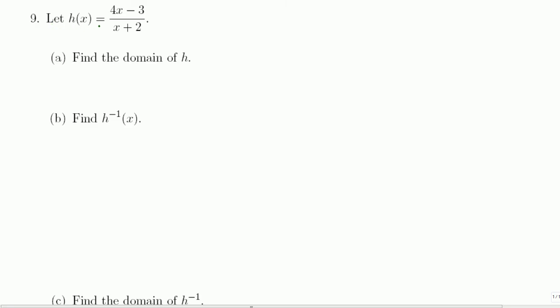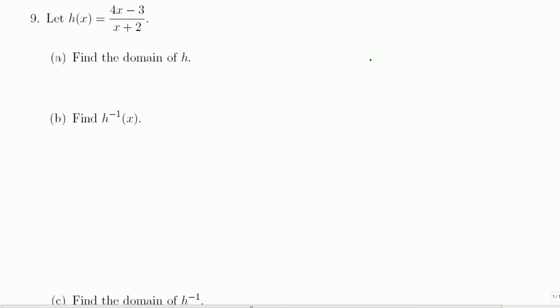Let h be (4x minus 3) over (x plus 2). Find the domain. The domain is the set of all reals except where we have 0 on the bottom, and x plus 2 becomes 0 for x equals -2. When x equals -2, the bottom becomes 0, so we should avoid that. So all real numbers except -2.